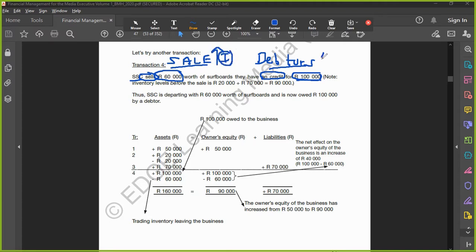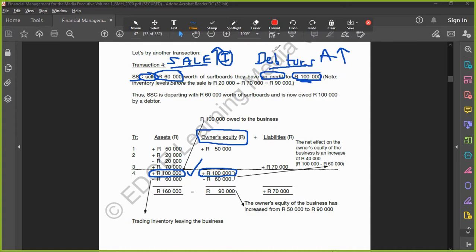My debtors is an asset. I'm increasing my asset because people owe me. So 100,000 will increase the assets, and 100,000 will increase your owner's equity. Owner's equity will increase because you're generating more income. And who's entitled to the income? Obviously the owner. And then we need to look at the opposite.